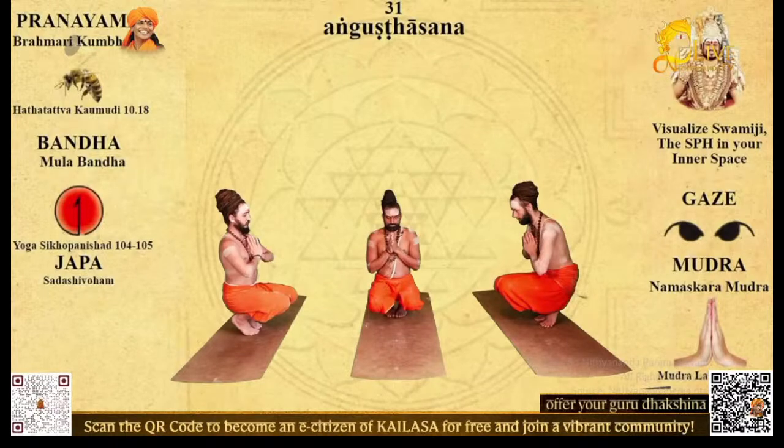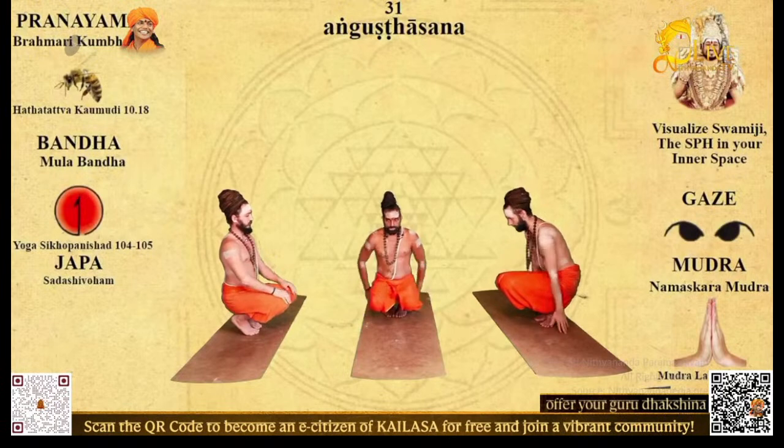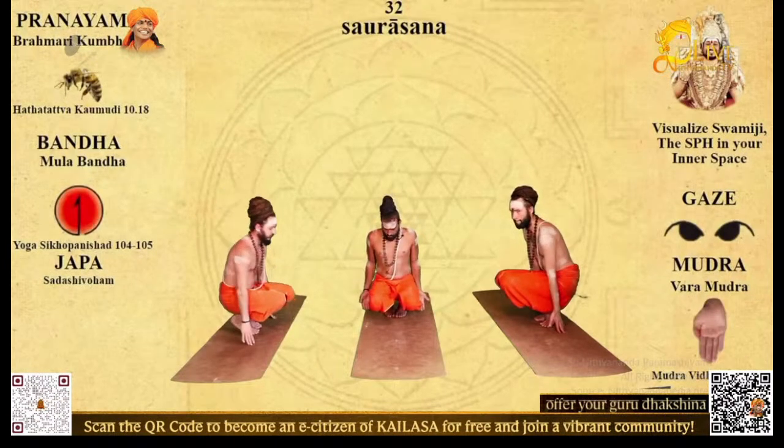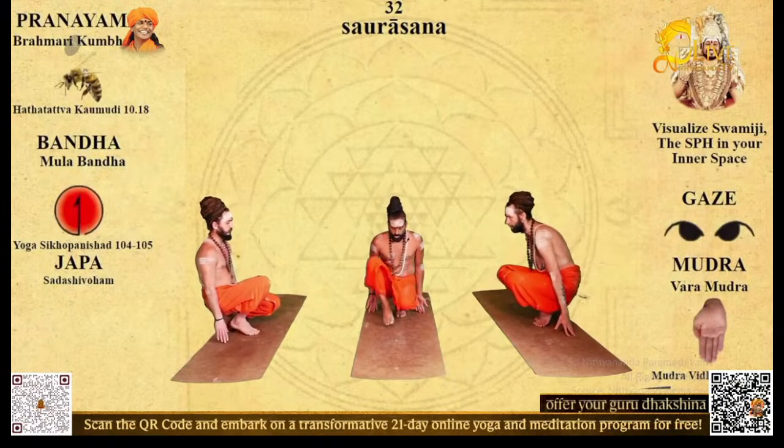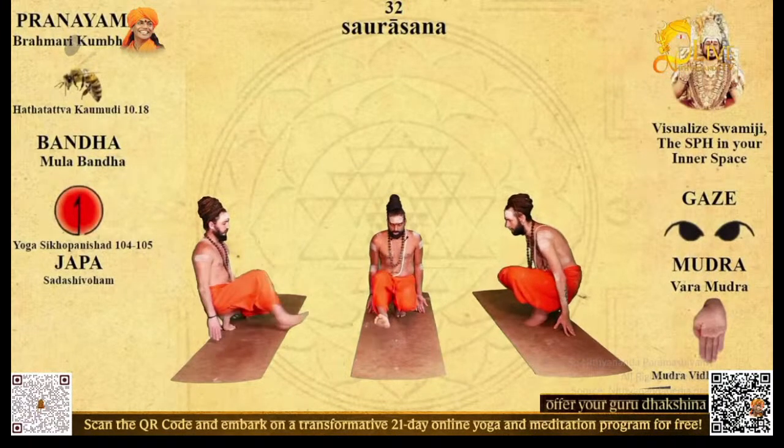Now inhale. The next asana is Sarasana as you bring both the hands in Varamudra, palms facing forward, fingers touching the ground. Bring the right leg forward, toes facing up. Visualize Swamiji in your space as you perform Bhramari Pranayama.